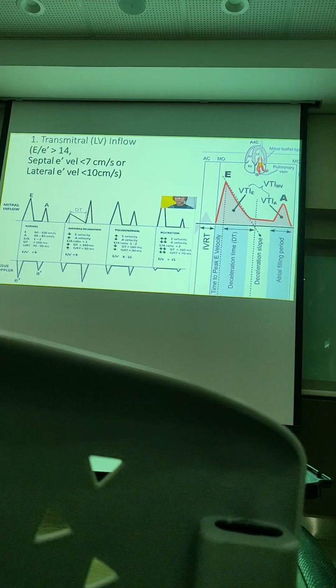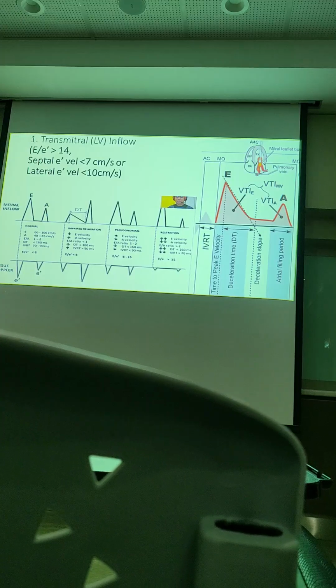Okay, so the first parameter. This one, cuba try to faham. So basically the left one, this is the normal E and A wave. E is the early rapid filling, and then there's the diastasis, and then there's the atrial contraction. Okay, so this is how it's supposed to do. The E is supposed to be higher than the A wave, because most of the blood movement occurs during the passive feed, not because of contraction.